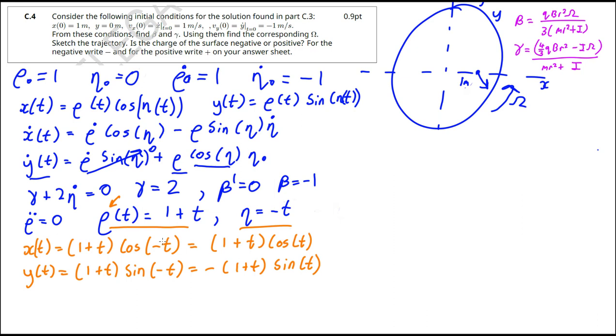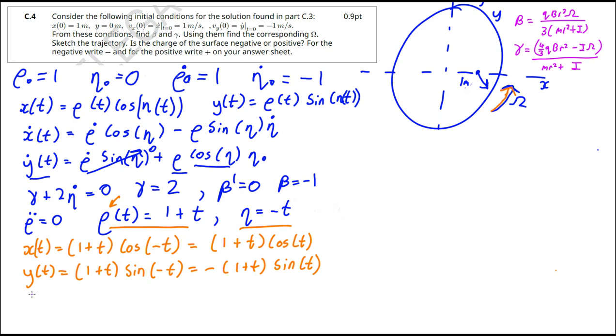So now what we need to do is, they want us to use these values for beta and gamma that we've found to figure out what capital omega is, and we've already got a bit of an idea that it might be negative because it's the opposite direction to what we thought originally. And then they want us to determine the sign of Q, so is the charge here positive or negative?